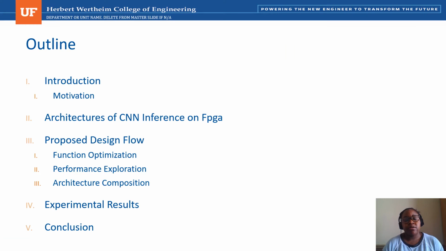This is the outline that we're going to cover today. We're going to start with an introduction and present some motivation for this work. Then we're going to talk about the general architecture of CNN inference on FPGA, and then go deeply into the proposed design flow. We're then going to show some experimental results performed on two convolutional neural networks, LeNet and VGG16, and we're going to conclude the presentation.